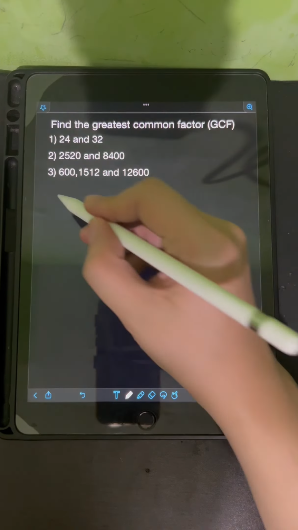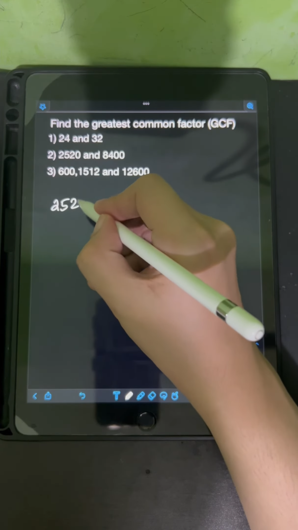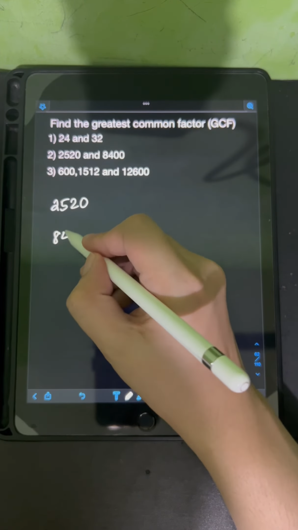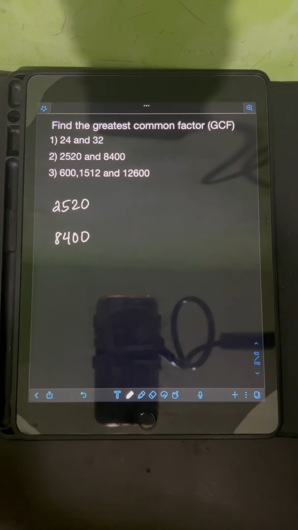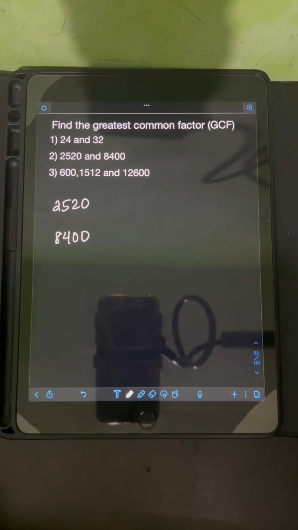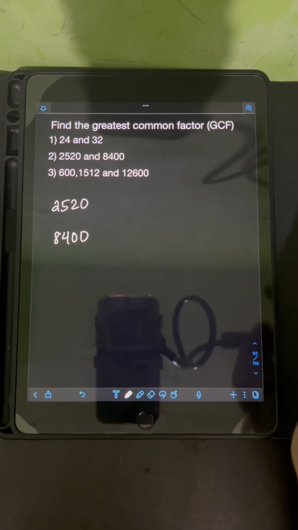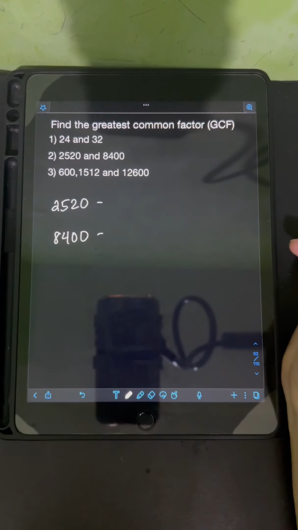For number 2, we have 2,520 and 8,400. This time, the given numbers are too big, right? If you try to use the listing method, it will be a tedious task to list all their factors. So if that's the case, we can apply prime factorization. Let's first get the prime factorization of the two numbers.